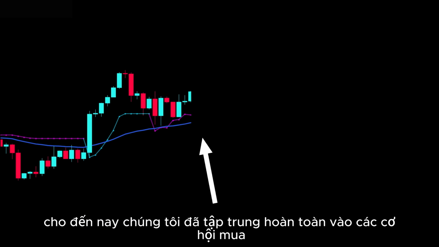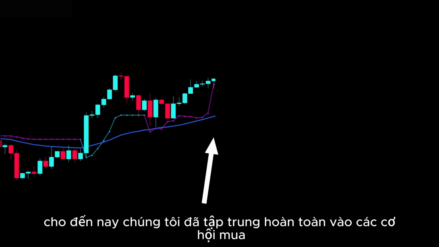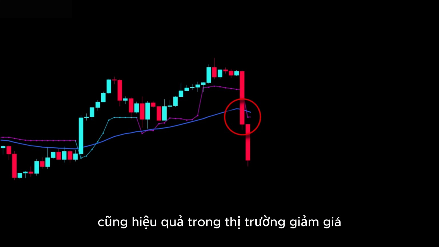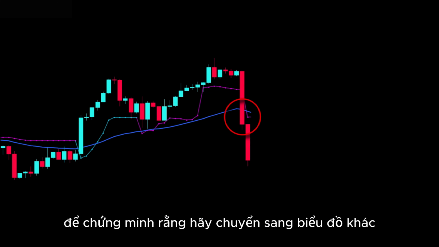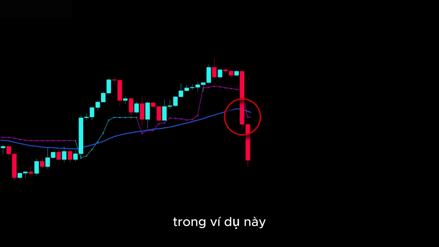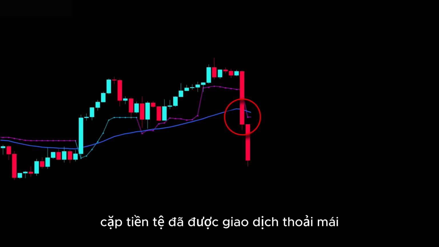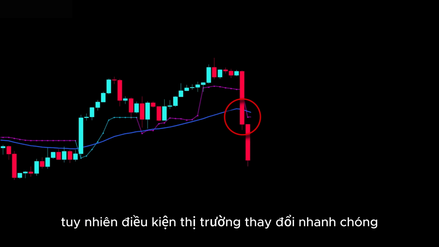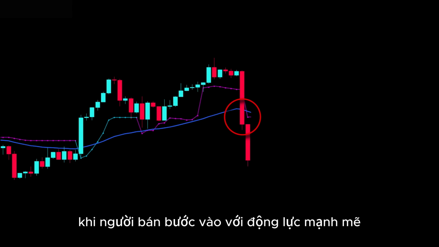So far, we've focused entirely on buying opportunities, but this strategy works just as effectively in bearish markets. To demonstrate that, let's switch to another chart where the market is showing clear signs of weakness. In this example, the currency pair had been trading comfortably above the 50 EMA, reflecting a healthy uptrend. However, market conditions changed quickly as sellers entered with strong momentum.